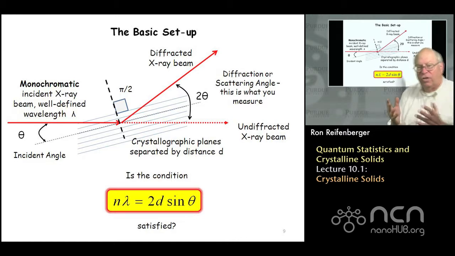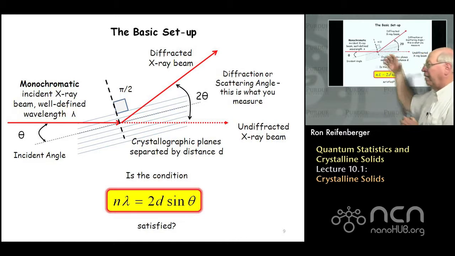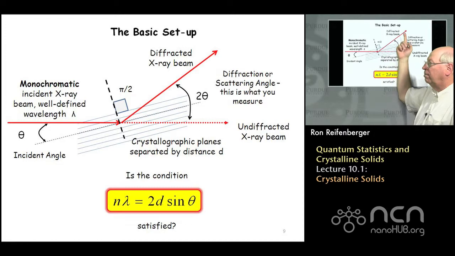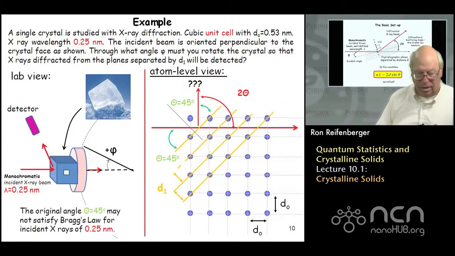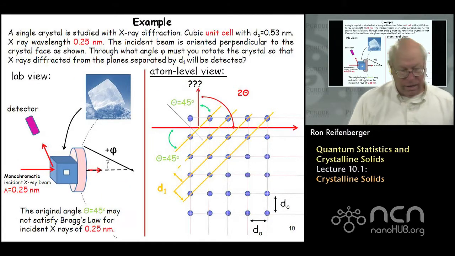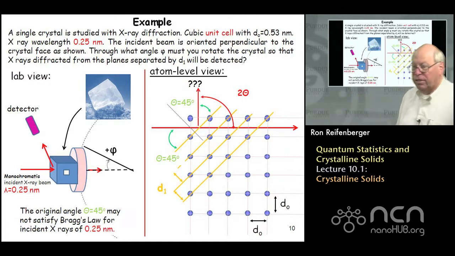And the answer is, in general, no, it's not. What you have to do is actually rotate these planes physically. So you actually have to physically rotate the crystal until this condition is satisfied. And when this condition is satisfied, then you'll see a bright reflected beam, a diffracted beam, from the crystallographic planes. So to try to illustrate that in a little bit more detail, let's work through an example real quick.